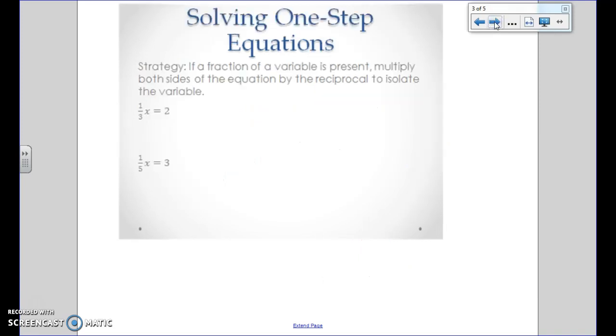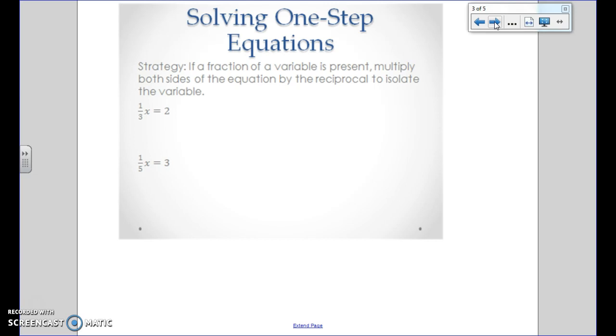Now, sometimes students get upset when they see a fraction in the equation because they just don't like the way it looks. They're confused about fractions sometimes. But instead of turning these equations today into two-step equations, we're going to use what we know about the inverse property of multiplication to solve these equations.